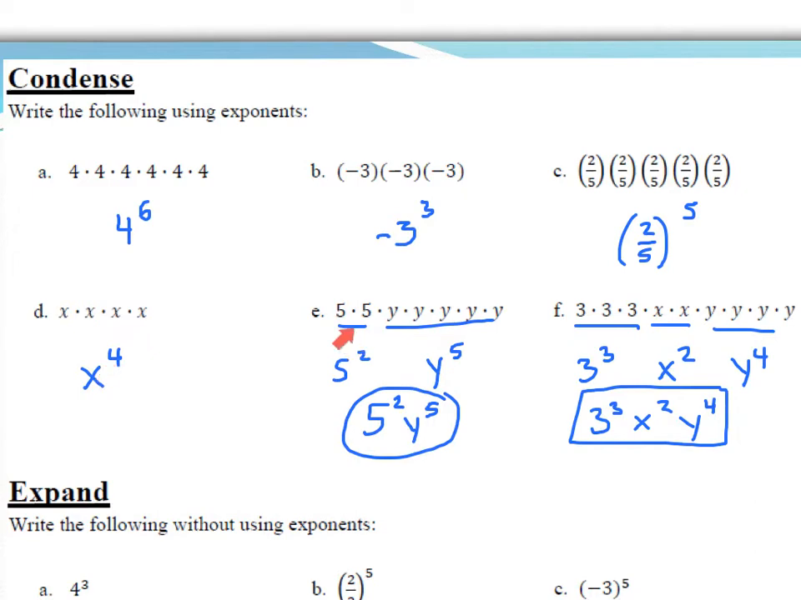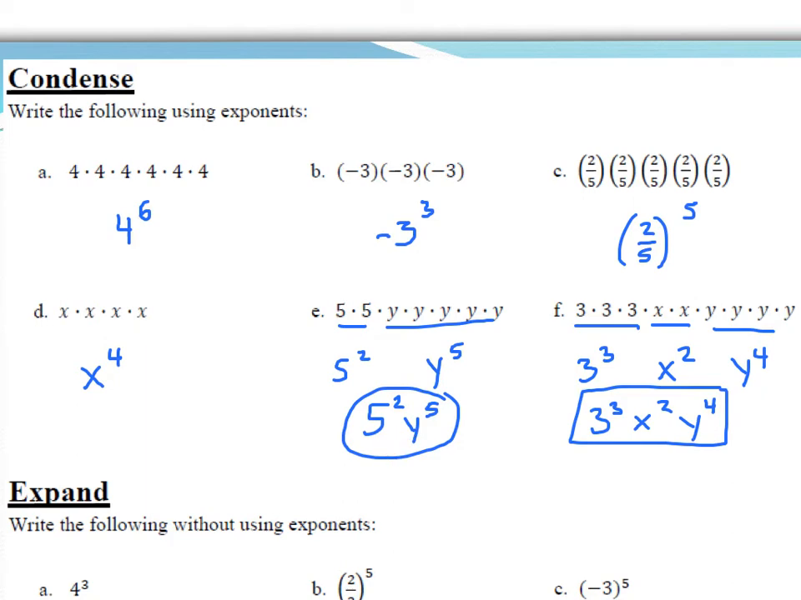Next one, we have a mix of numbers and variables, so I'm going to do these separately. I did 5 times 5 alone. That's a base of 5 times itself 2 times, so a power of 2: 5 to the 2nd power. Then I have 5 y's here, so a new base of y taken to the 5th power because there are 5 y's multiplied together. Combining those, I have 5 to the 2nd power times y to the 5th power. Of course I can evaluate 5 to the 2nd, but all I want you to get out of this is looking at the powers.